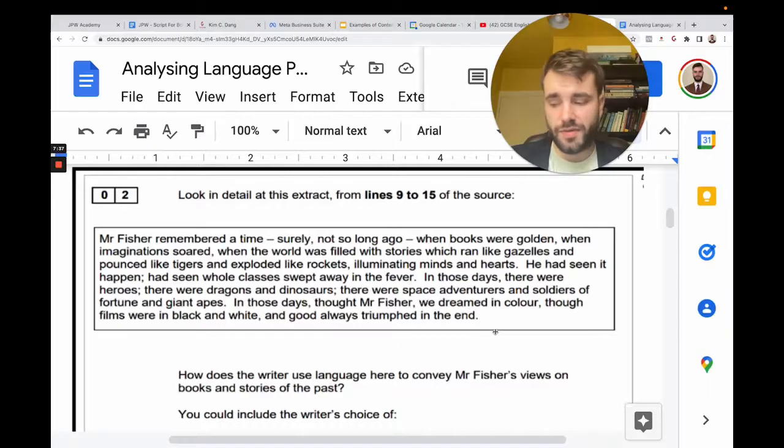Once you think about the other words he could have used, you should be able to start to think and understand that reason. Now, in this case, if he had just said that our dreams were exciting, or fun, or amazing, it wouldn't have created such a nice contrast with films which were literally in black and white. So it allows him to make this juxtaposition between dreams and reality in the past.